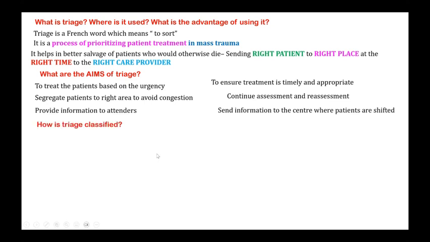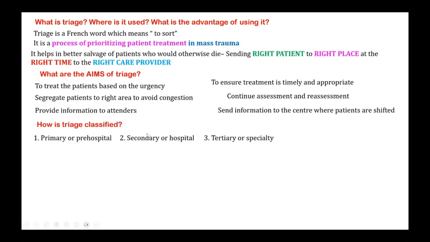And how is the triage classified? Any idea? Red, green, yellow, black tags. That is color coding, based on the tag. Of course. It is primary or pre-hospital, secondary or hospital triage, and tertiary or specialty triage. So at 3 levels you can do the triage. And the primary pre-hospital triage is the most important. That only decides which patients we are going to shift and save by interventions.